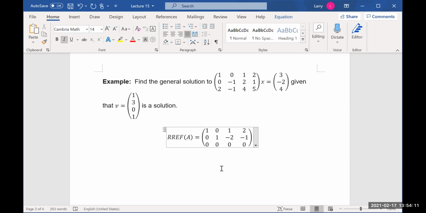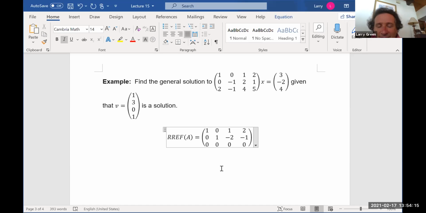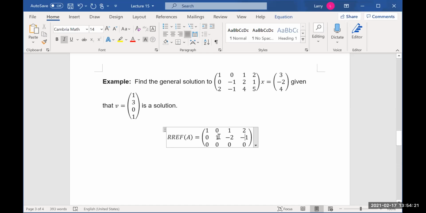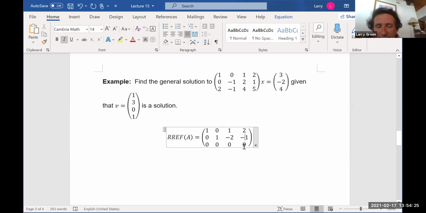We can write the equations. Yeah, I can write equations. I like to identify the free variables and the pivot columns. And notice that the first 2 columns are pivot columns, and the last 2 are free variables. Is that clear?